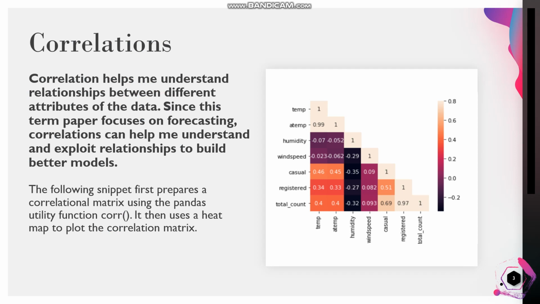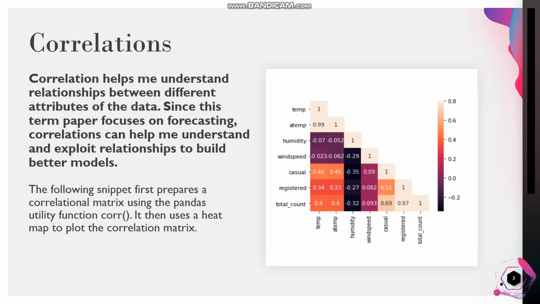So, correlations. Correlations help us understand relationships between different attributes of the data. Since this term paper focuses on forecasting, correlations can help me understand and exploit relationships to build better models. So the next snippet prepares correlation metrics using the pandas utility function corr from Python. This correlation matrix shows values in the lower triangle form on an orange and black gradient from negative to positive correlation.